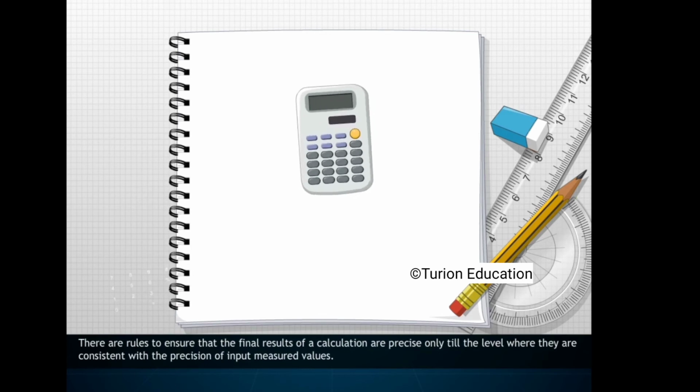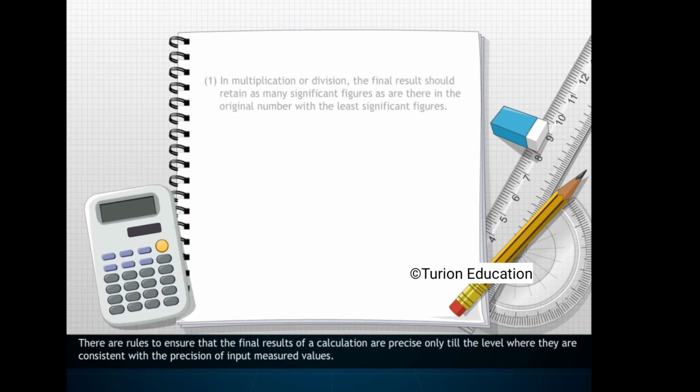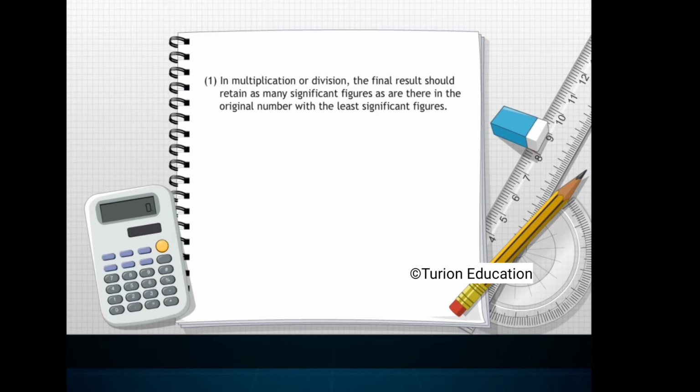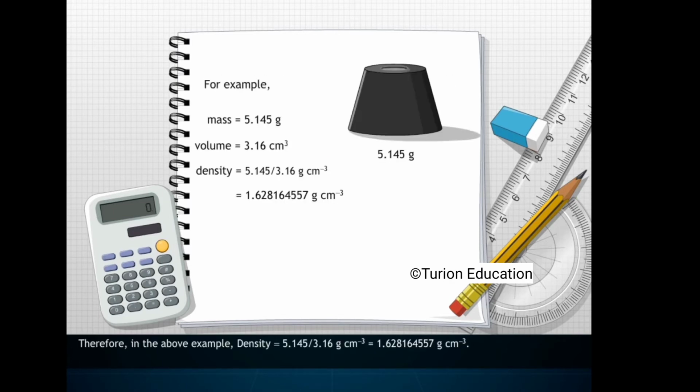There are rules to ensure that the final results of a calculation are precise only till the level where they are consistent with the precision of input measured values. One, in multiplication or division, the final result should retain as many significant figures as there are in the original number with the least significant figures. Therefore, in the above example, density is equal to 5.145 by 3.16 grams per centimeter cube, which equals 1.628164557 grams per centimeter cube. The number with the least significant figures is 3.16, which is 3. So the density should be reported as 1.63 grams per centimeter cube.